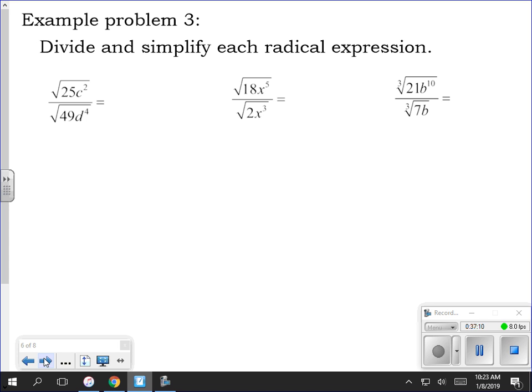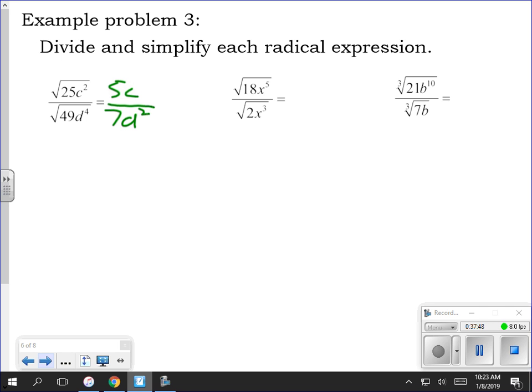Well, my denominator is a perfect square. I'm just going to take the square root of the numerator and square root of the denominator, and I'm going to go from there. So I have 25c squared. Square root of 25 is 5. Square root of c squared is c to the 1st. 49 d to the 4th, square root of 49 is 7. Square root of d to the 4th is d squared, half the power. And I'm done. I can't do anything else to this. 5 and 7 do not reduce. I can't reduce the variables or anything like that.